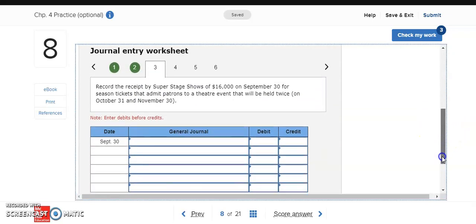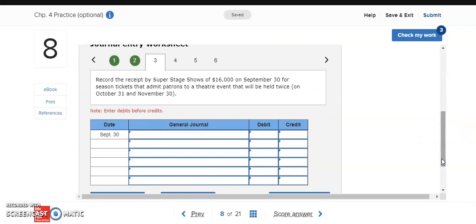In our next journal entry, we're back to September 30th. It states that we should record the receipt by Superstage Shows of $16,000 on September 30th for season tickets that admit patrons to a theater event that will be held twice, on October 31st and November 30th. So on September 30th, we are receiving cash. So we'll debit the cash account. Assets are on the left side of the equation, so we left side or debit to increase them.